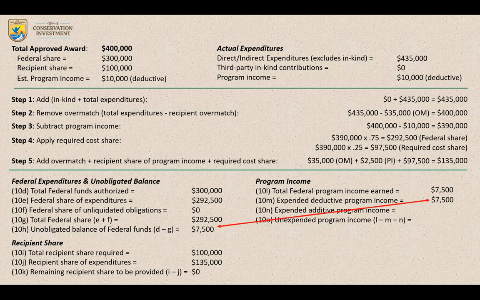In this example, the unliquidated federal funds shown in Field 10H match the federal share of deductive program income in Field 10M. This indicates that federal dollars were left unliquidated because program income was earned, applied to the award, and treated deductively. Field 10N represents the amount of the federal share of program income expended that was treated additively. In this scenario, the entire federal share of program income was treated deductively, so 10N is 0. Field 10O represents the unexpended federal program income. This amount is 0 and comes from subtracting lines 10M and 10N from line 10L.